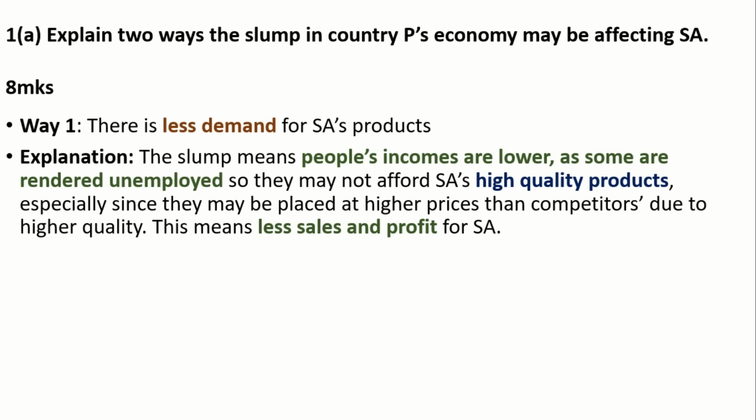So the first way is there is less demand for SA's products, and the explanation is the slump means people's incomes are lower as some are rendered unemployed, so they may not afford SA's high quality products, especially since they may be placed at higher prices than competitors due to higher quality. This means less sales and profit for SA. Now this is a sample answer.